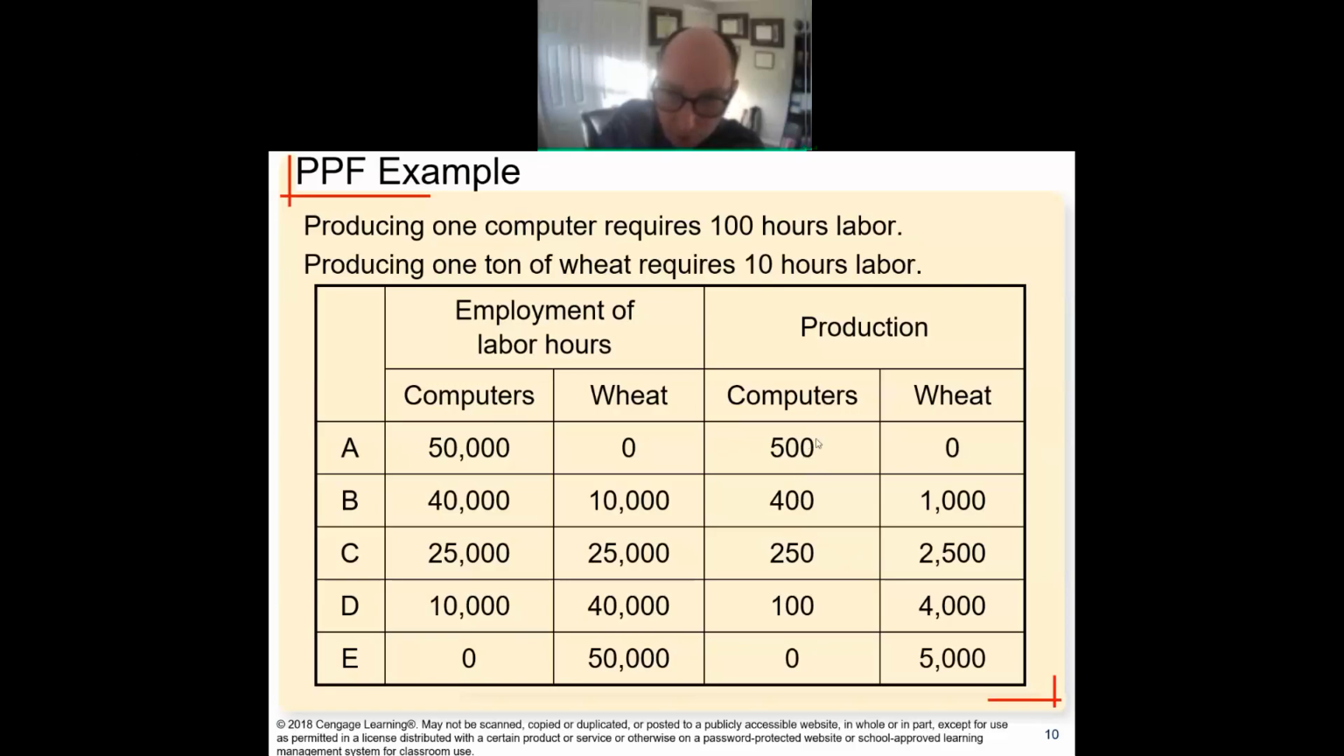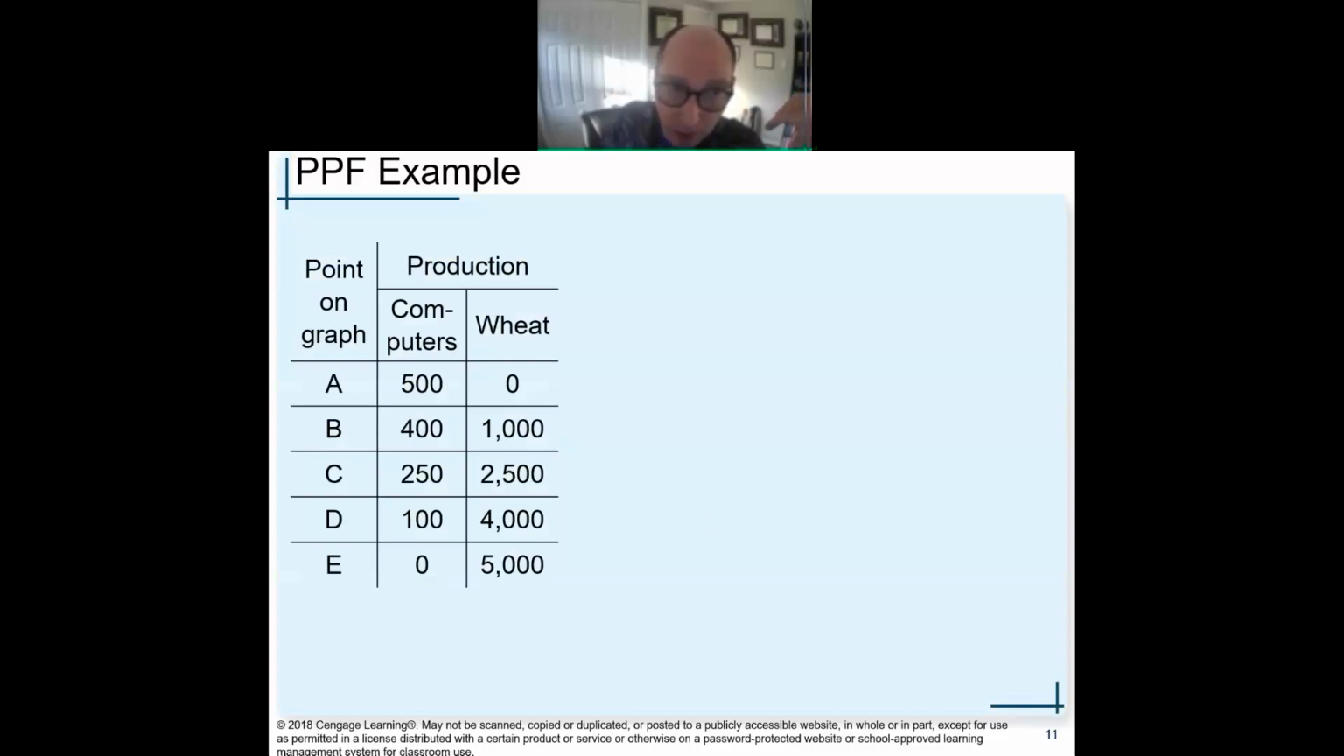So, based off of this information, the company can get a good understanding of where they should be allocating their labor hours, whether it be in computers or wheat or both. And based off of this example, in my opinion, I would be somewhere between letter B and C. And the reason being is because we can get a higher yield of production. And I'll talk more about that in a second.